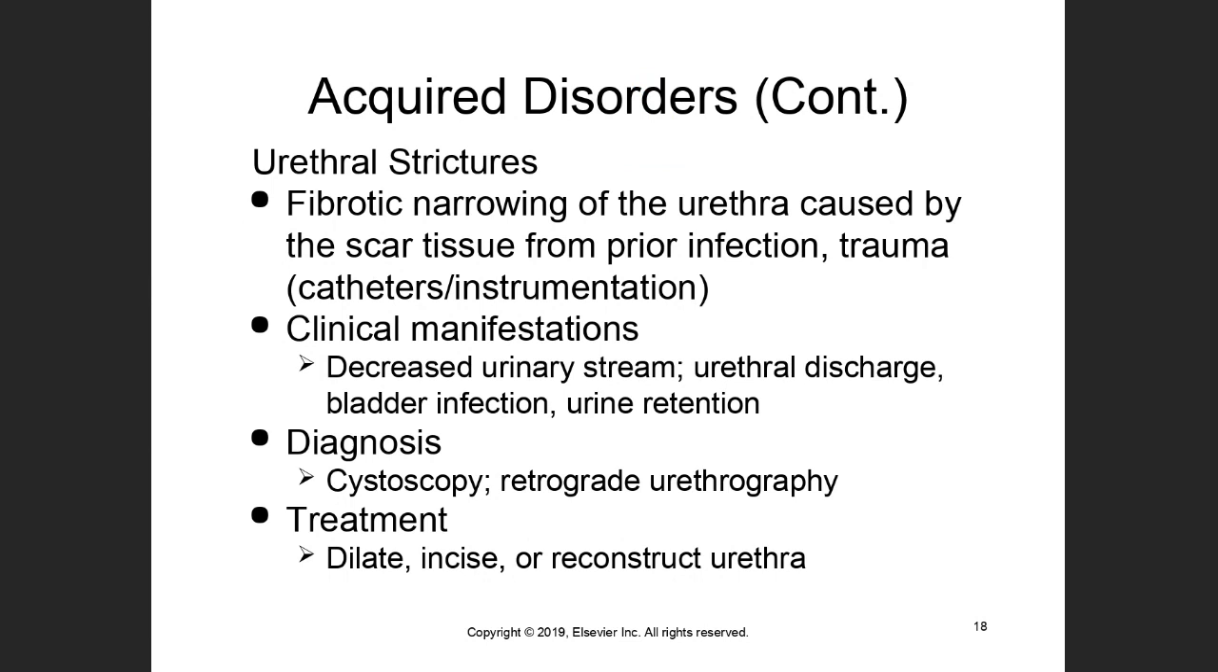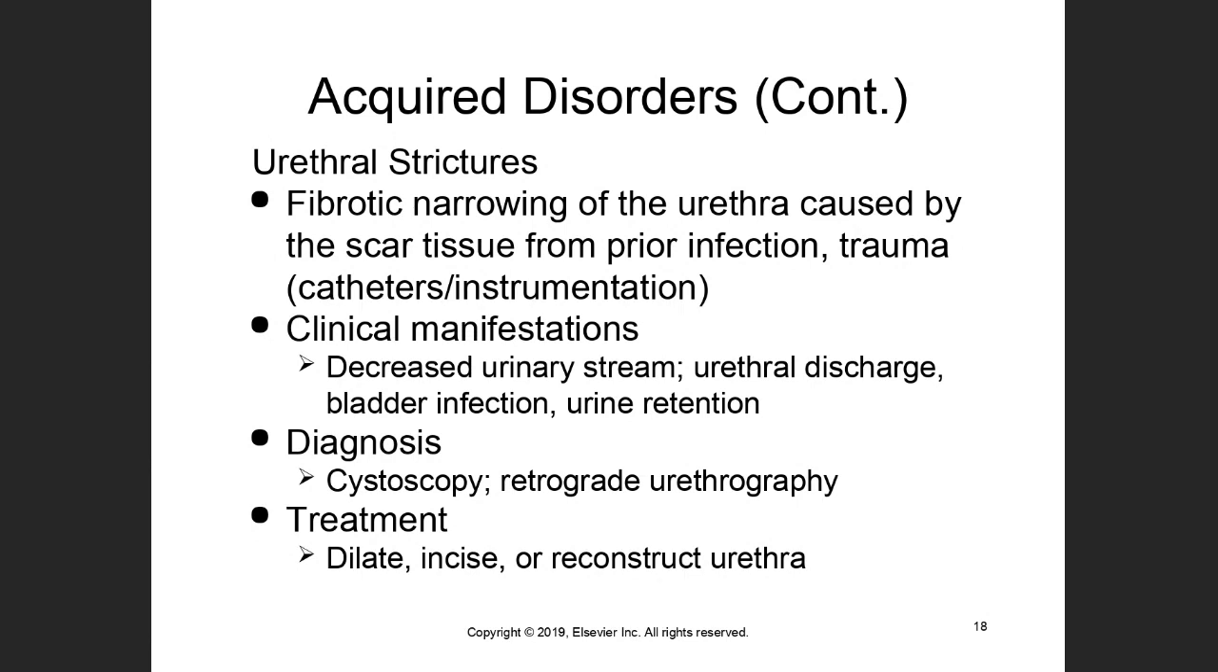Urethral stricture. Urethral stricture is fibrosis, narrowing of the urethra. A stricture could happen in any part of your body. Okay, and a stricture is always fibrotic tissue that develops right there in that area, and that produces obstruction. Okay. Clinical manifestations: decreased urine stream, urethral discharge, bladder infection. Why? Because you retain the urine, you produce urine stasis, and then you develop infection. Okay.